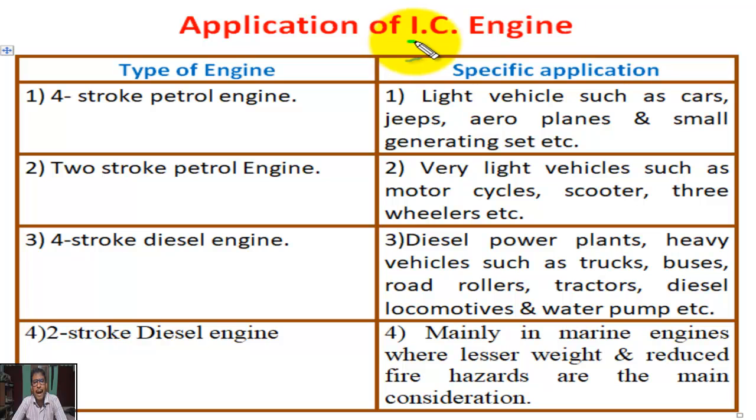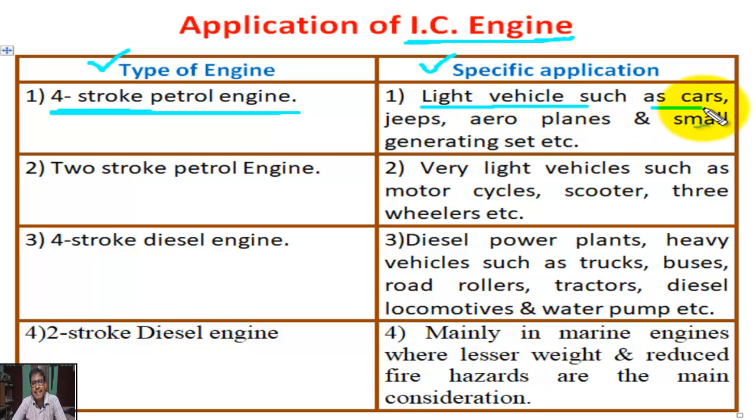Now, application of IC engine, application of internal combustion engine. Types of engine and the specific application. Number 1, 4-stroke petrol engine. This is an internal combustion engine. The 4-stroke petrol engine is used in light vehicles such as car, jeep, aeroplanes, small generating set, etc.